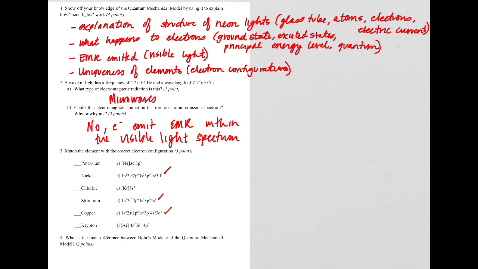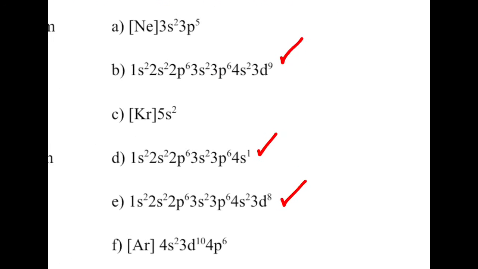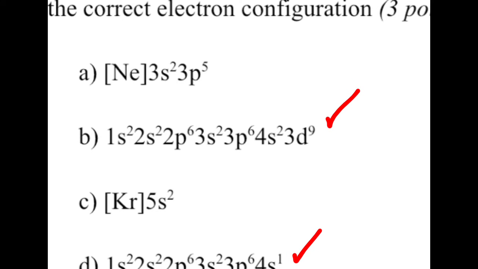Remember that these little, let's zoom in here. These little numbers, we're going to do B first. These numbers, the exponents, as some of you call them, or the superscripts, they indicate the number of electrons. So here we have 2, 4, plus 6 is 10, plus 2 is 12, plus 6 is 18, 20. We have 29 electrons in this one.